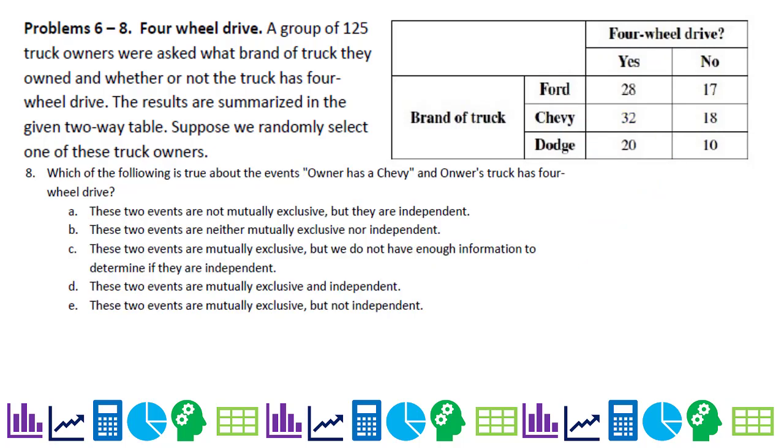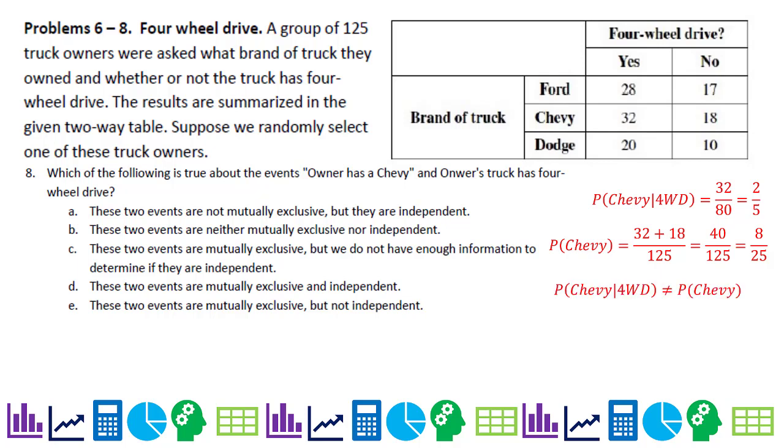Okay, which of the following is true about the events owner has a Chevy and owner's truck has four-wheel drive? So what I'm going to look at is the probability of a Chevy given they have four-wheel drive. And we just did that math. That was 32 over 80, or 2/5. Then I look at probability of just Chevys in general, and I get 40 over 125, which is 8/25. So those are not the same numbers. So since the probabilities are not the same, then they are not independent.